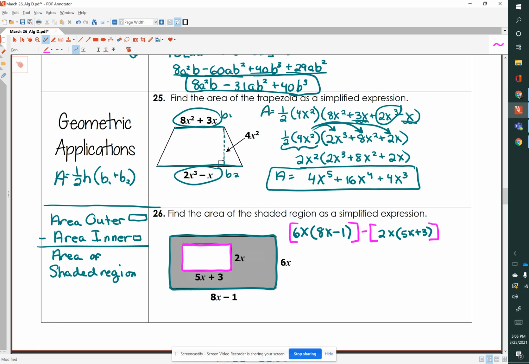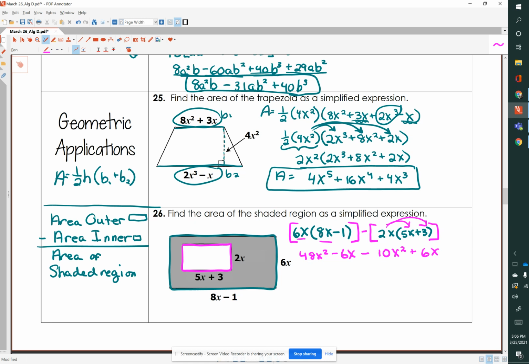So let's start distributing. 6x times 8x is 48x squared. 6x times 1 is 6x, and that's a minus. So minus 6x, 48x squared minus 6x, minus, now let's distribute the 2x. 2 times 5 is 10. X times x is x squared. 2 times 3 is 6, and that's a positive 6, and we have our x. So now we're going to subtract.